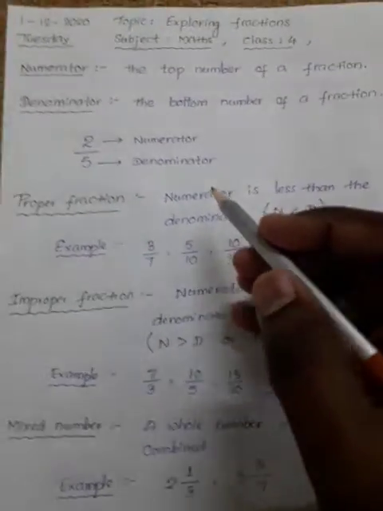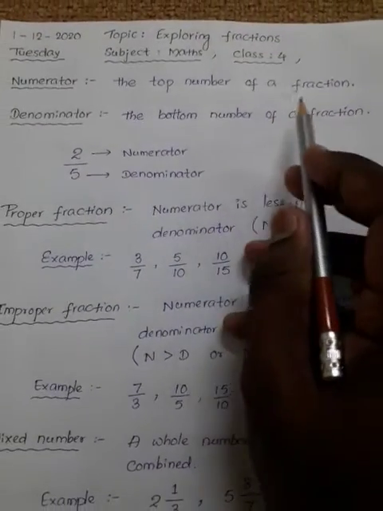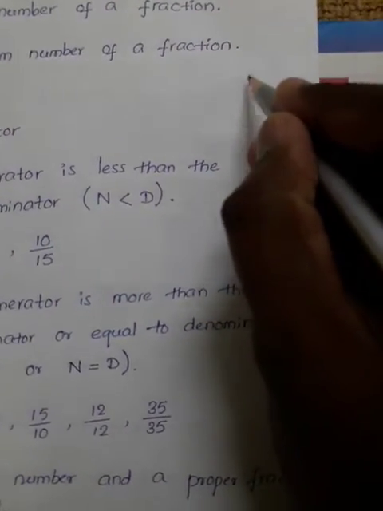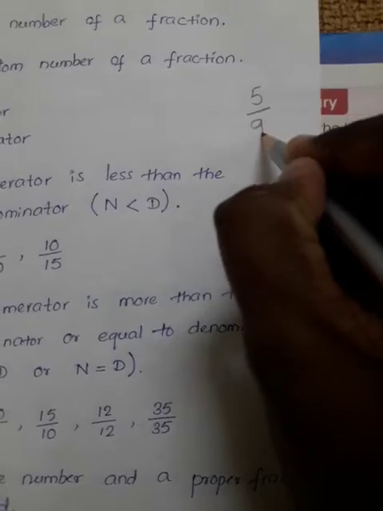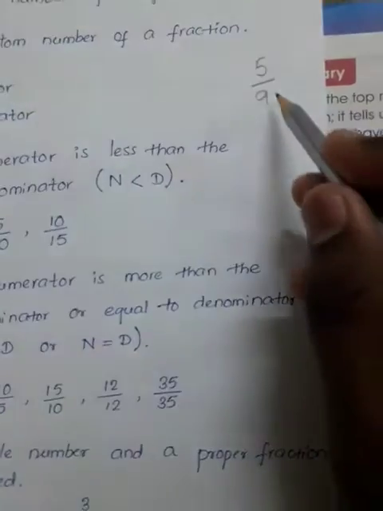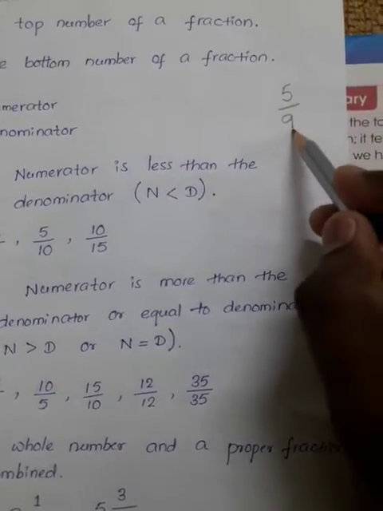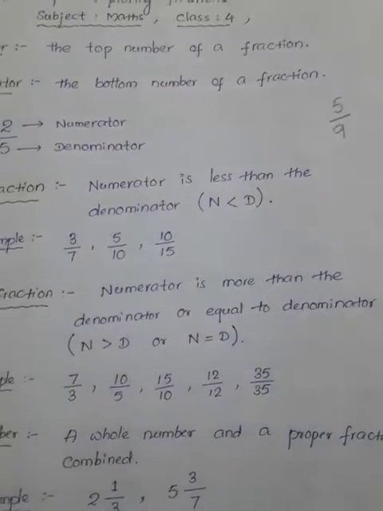First of all, what is numerator? The top number of a fraction is called the numerator. So what is a fraction? Suppose I write 5 over 9. 5 over 9 is a fraction. So the top number is called a numerator, and the bottom number, the down number, is called the denominator.